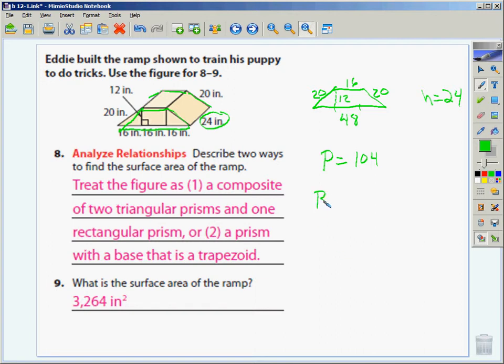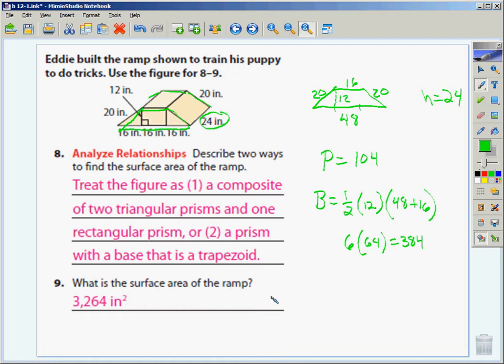My area of my base would be 1/2 the height, which is 12, times base 1 plus base 2. Well, half of 12 is 6. 48 and 16 is 64. And 6 times 64 is 384. I have all the information that I need now to calculate the surface area of this ramp.